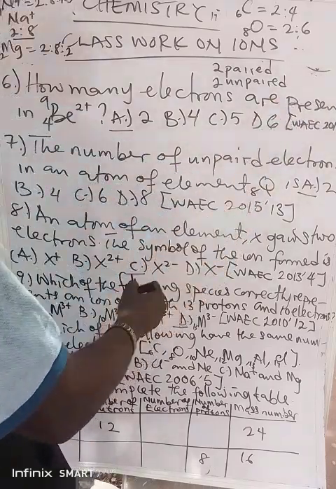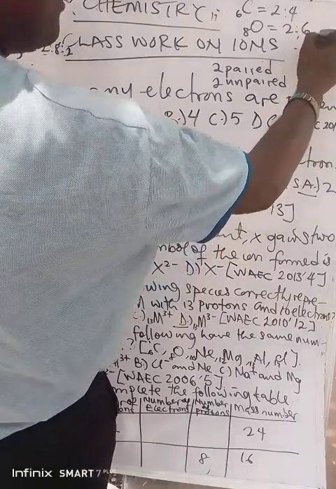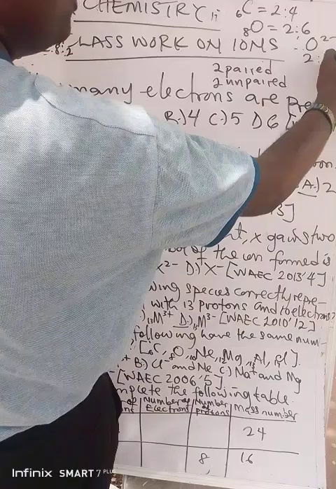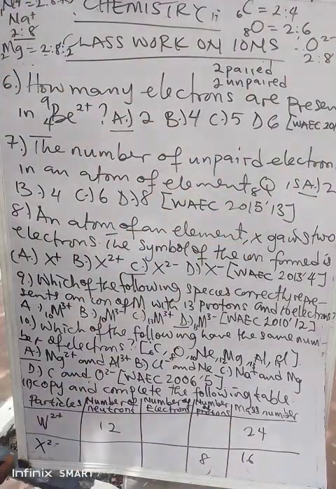And for it now to form the oxide ion, O 2 minus, it has borrowed 2. The configuration is now going to be 2, 8. How can 2, 8 and 2, 4 be the same thing? It's not possible. So that's why the answer is A.